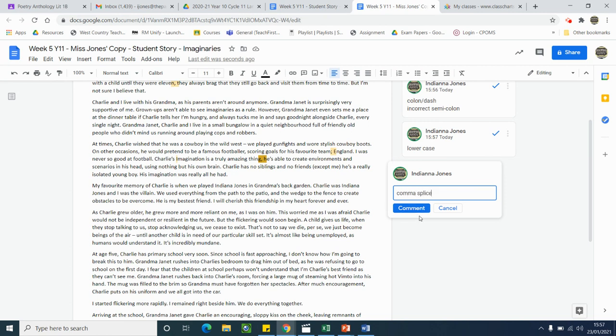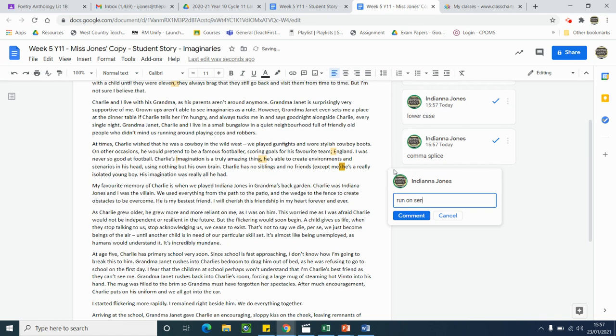So that is a run-on sentence or comma splice. And he's able to create environments and scenarios in his head using nothing of his own brain. Charlie has no siblings, no friends except me. He's a really isolated young boy. "He is" is a new subject, new verb. So again, that's a run-on sentence. It needs a full stop after "me".